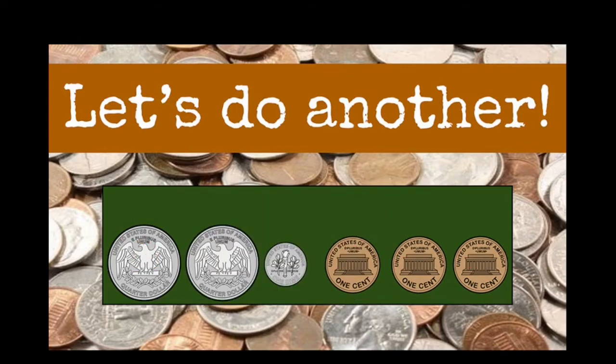Okay, let's do a running total together. Here we go. 25. Oh no, I have another quarter. 25 plus 25. Oh man. Yep, it's 50. 25, 50, plus 10, 60, and then plus ones. 61, 62, 63.